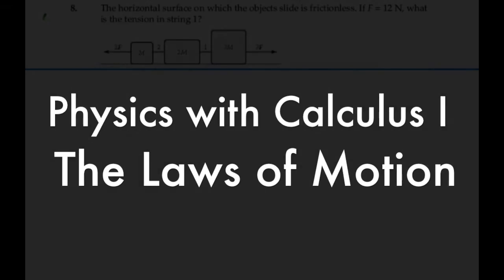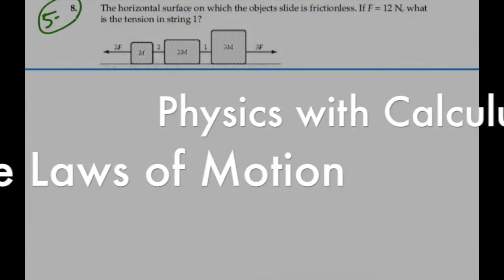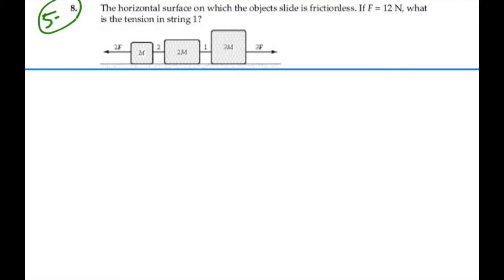Here's problem number 5.8. The horizontal surface on which the objects slide is frictionless. If F is equal to 12 newtons, what's the tension in string number 1? So we have a force out front here, a 3F, so that's equal to 36 newtons. And we have a force over here of 2F, which would be 24 newtons.